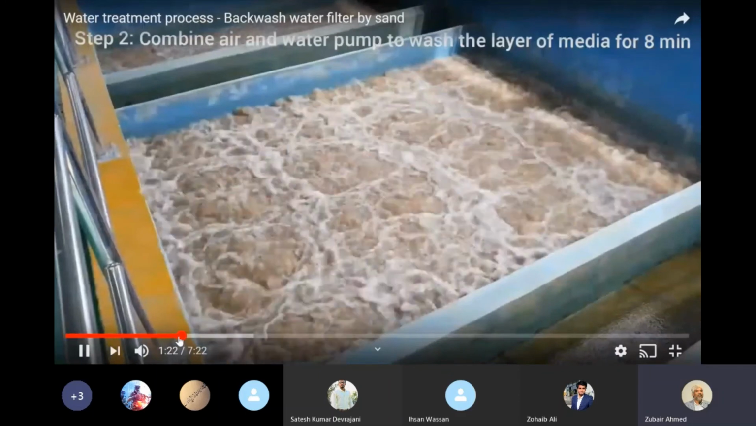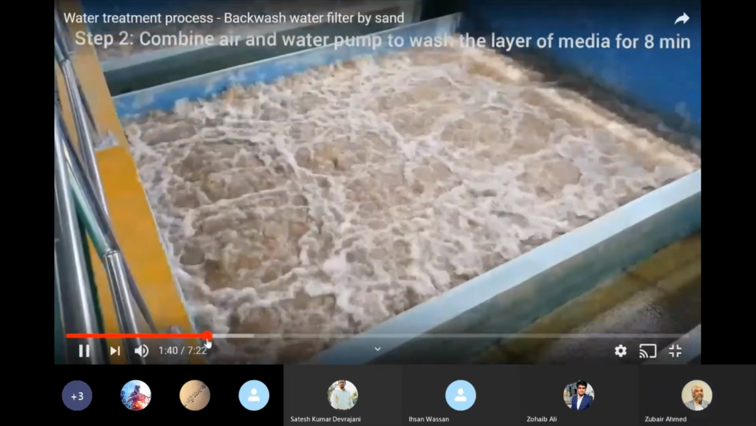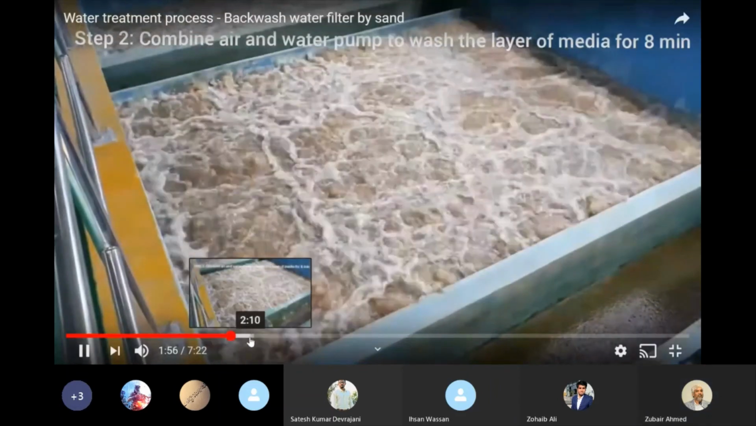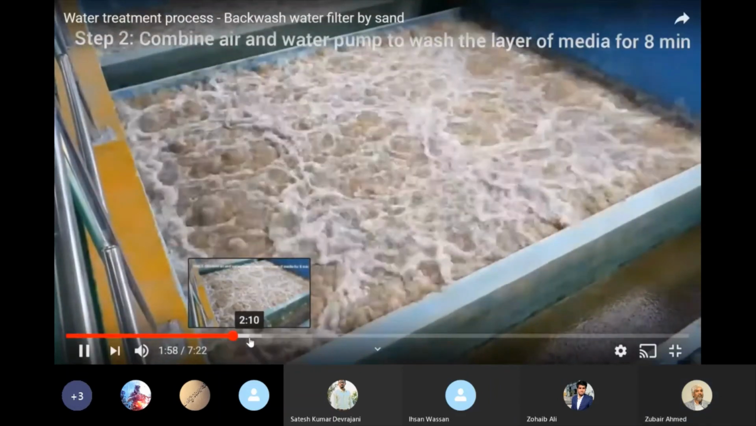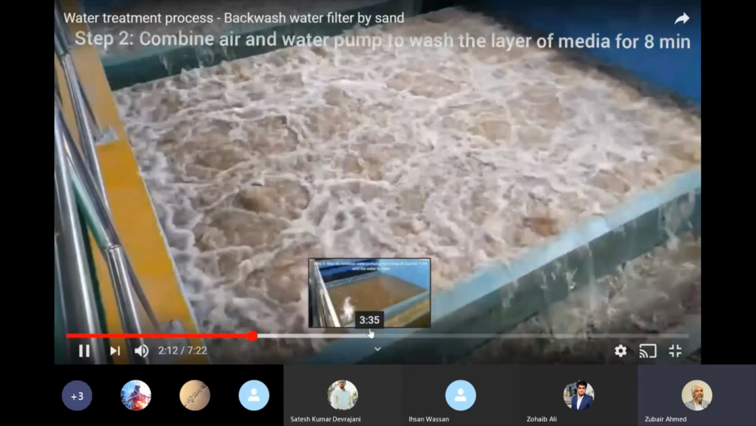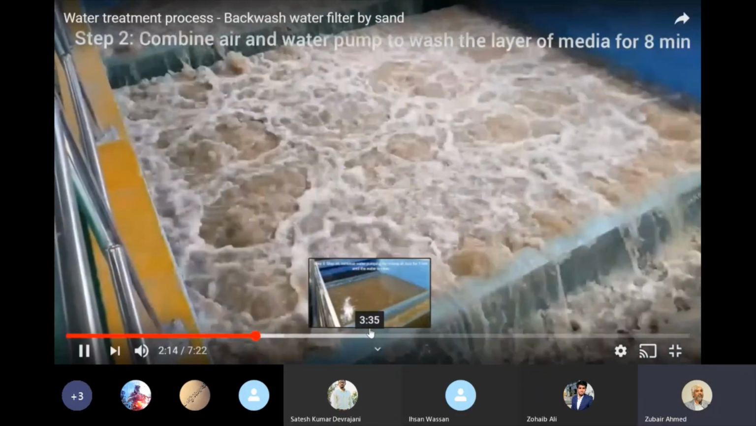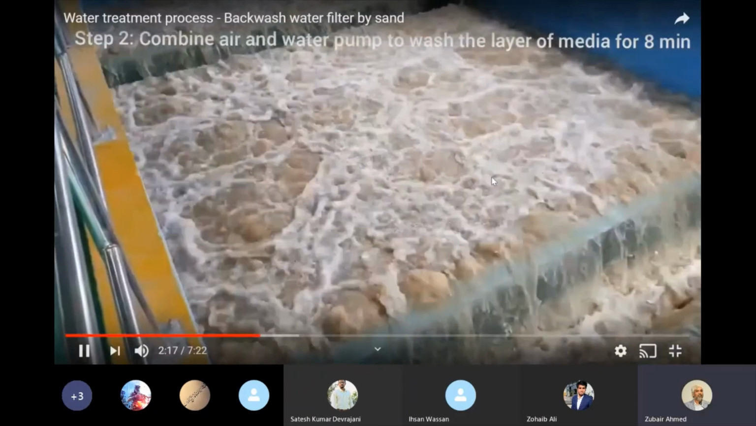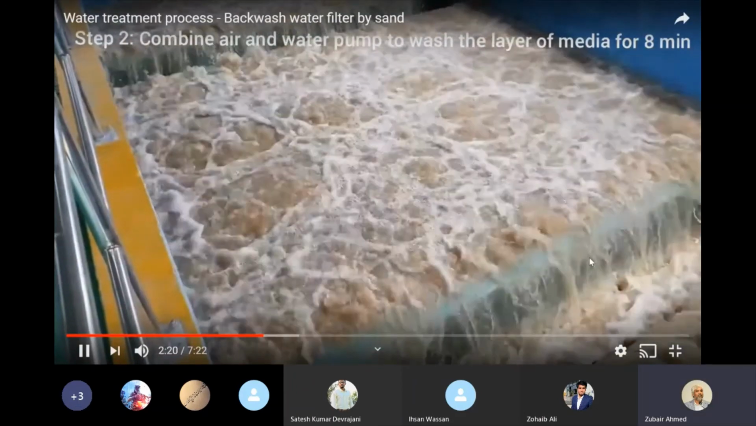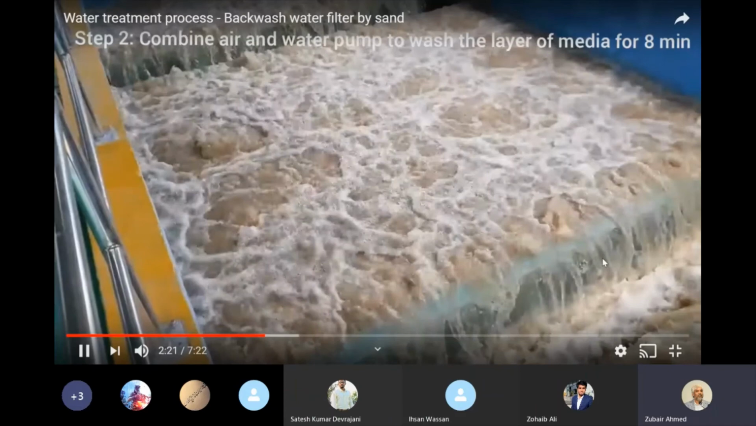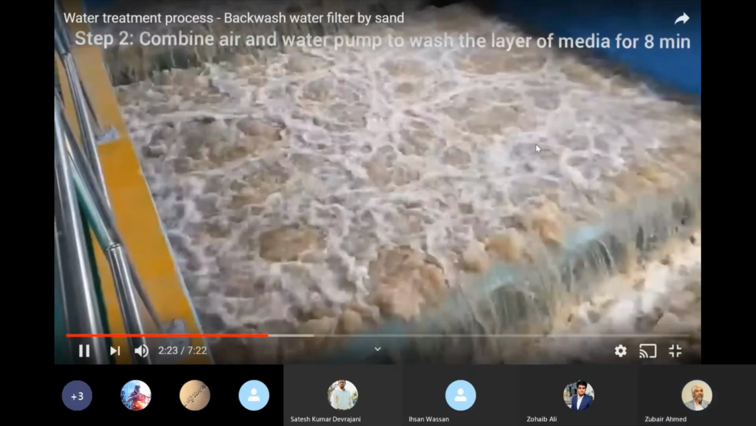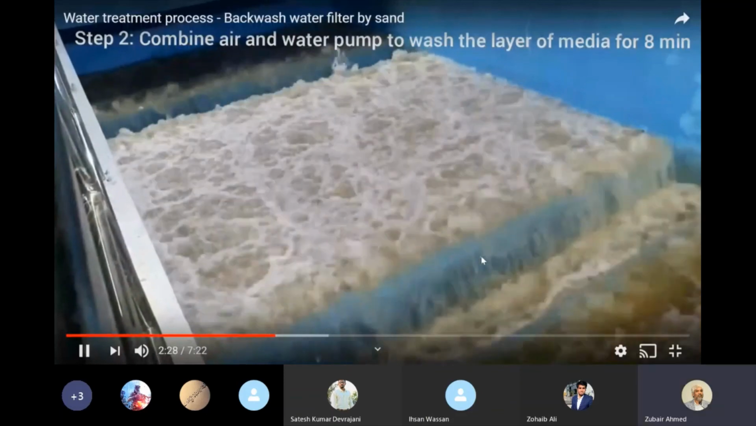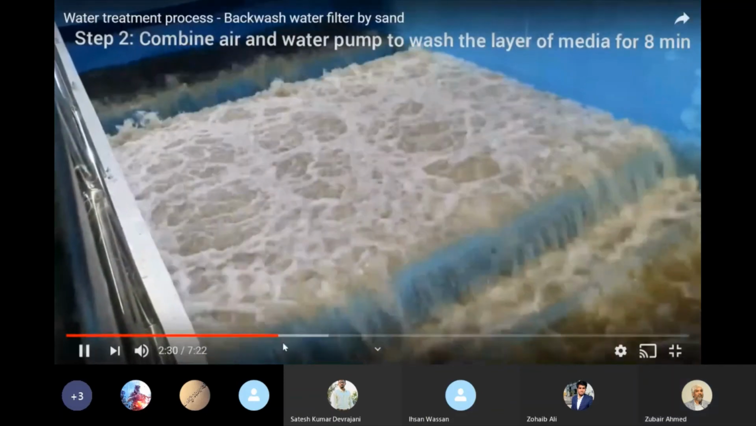For 1 or 2 minutes, this air scouring is still going. Water is coming also from down. Backwash has started. You see, water is going into wash troughs and from the wash trough into the gullet. See, here or here it is falling into the gullet.